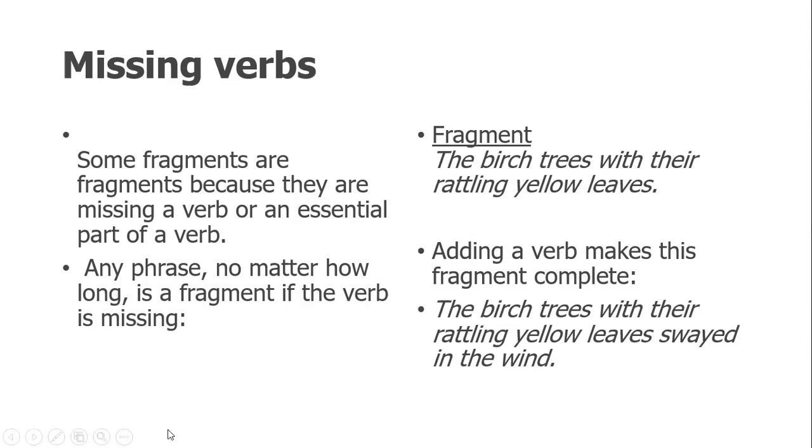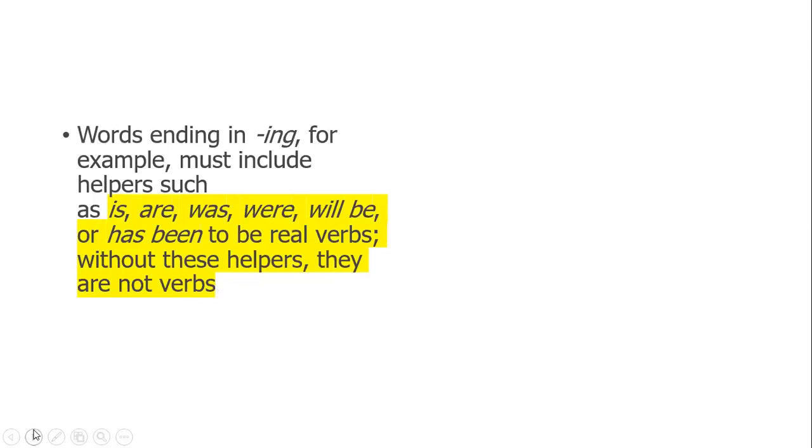All right, the third criterion. This is one more aspect. Words ending in ing, for example, must include helpers. Very, very important. We have a question on this. You have to keep this in mind. If words are ending with ing, look out for is, are, was, were, or will be, has been. This kind of real verb should be added. Is ing a real verb? Verb plus ing, is it a real verb?